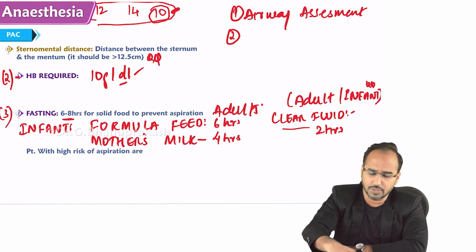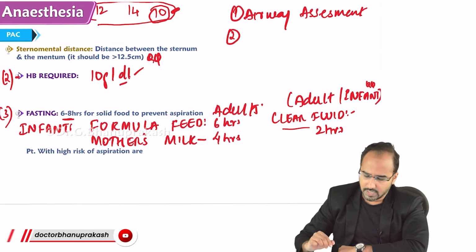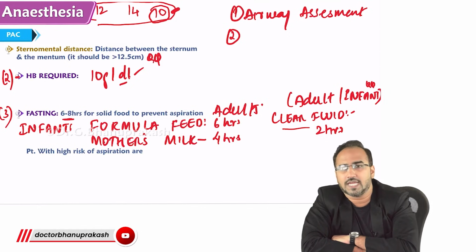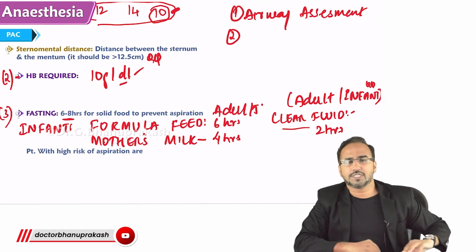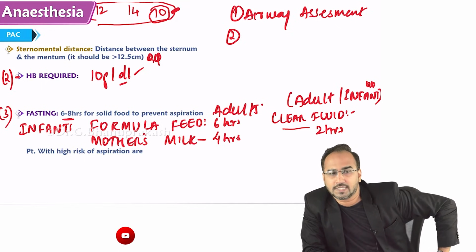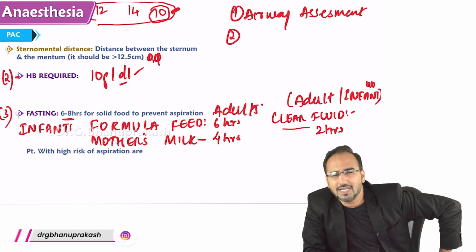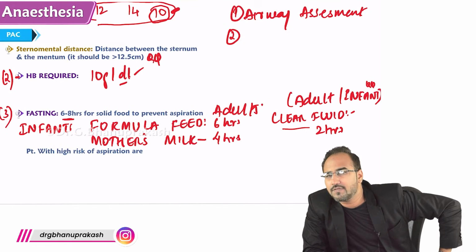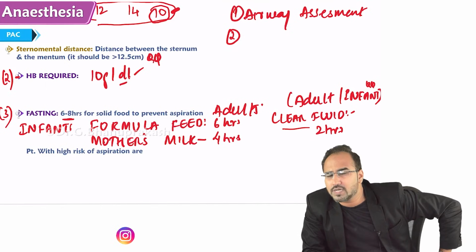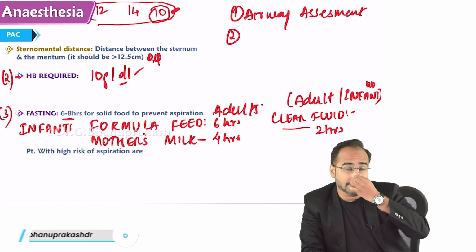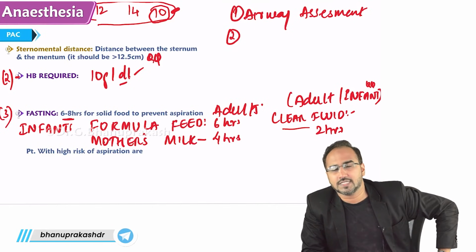My small question to you guys. Risk of aspiration is high in which anesthesia technique? 5 techniques are there, no? Local, spinal, epidural, nerve blocks and general. The patient's risk of aspiration is high in which technique? Obviously in a technique where you make the patient unconscious. What is that technique? General anesthesia. The risk of aspiration is high in general anesthesia.